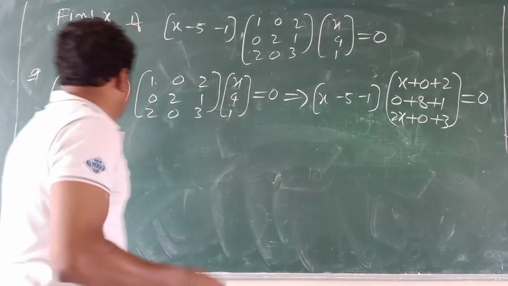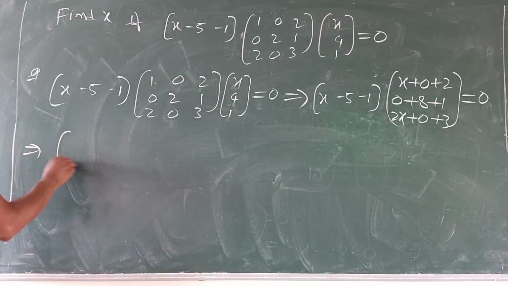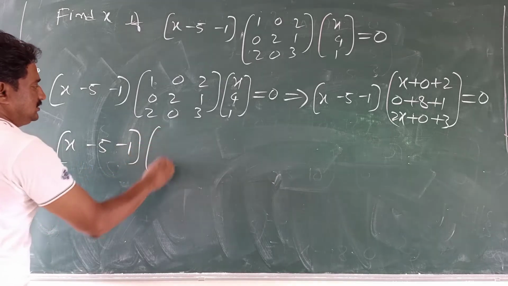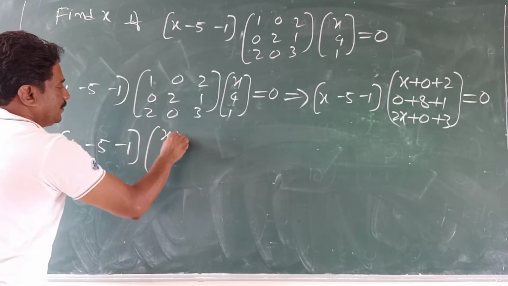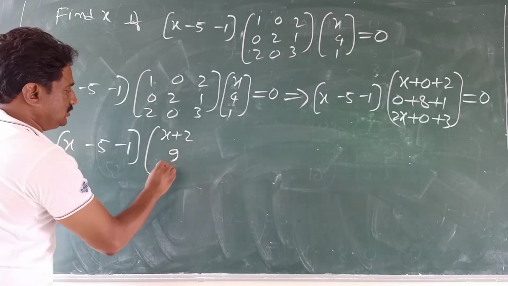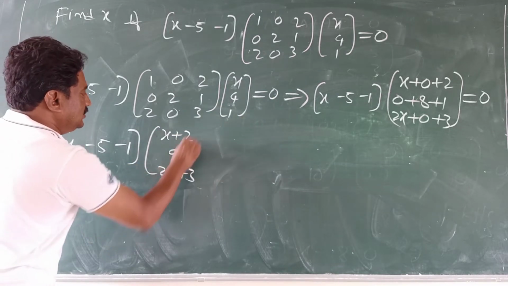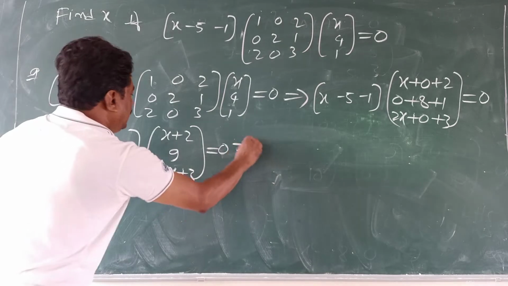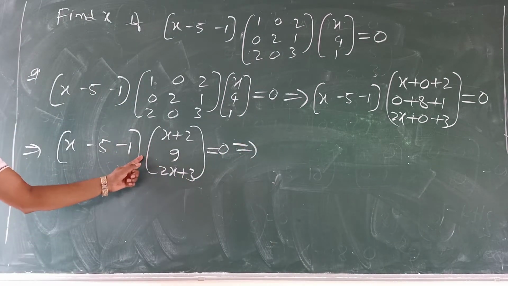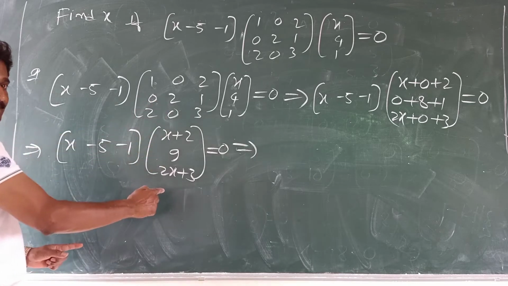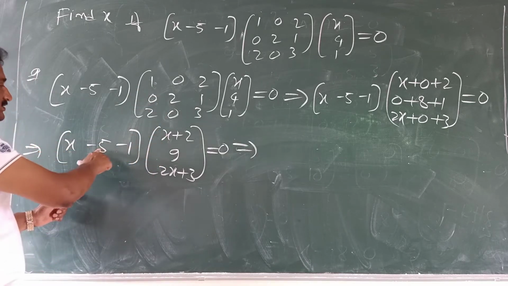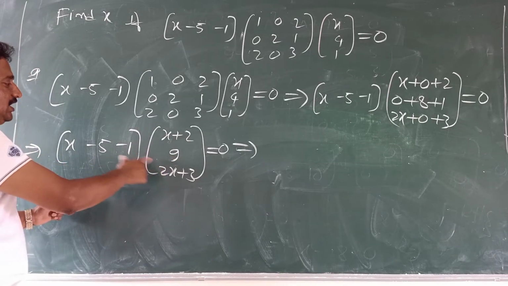Simplify this. Now x minus 5 minus 1, that is x plus 2, and 8 plus 1 is 9. Next, 2x plus 3 is equal to O. That implies again two matrices are in product form. Multiply first row, first column: first into first, plus second into second, plus third into third.